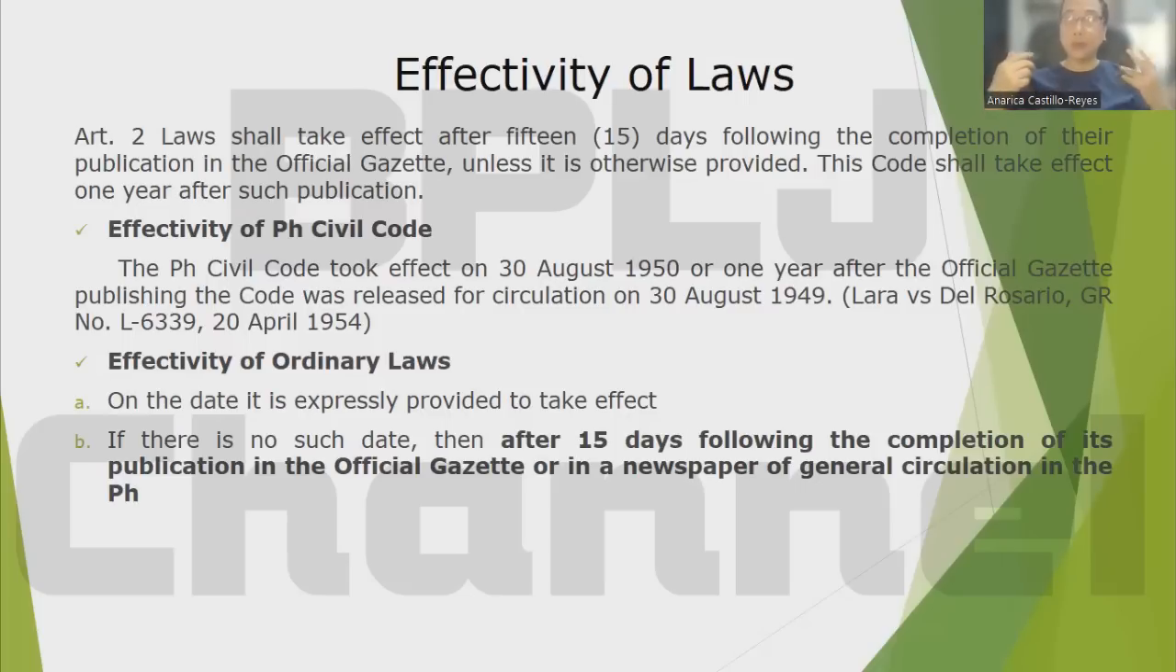Publication is an absolute requirement. But the date when it should become effective is dependent on the legislature, meaning Congress. If Congress says that it is effective upon completion of the publication, they can do so, or they can even provide for a shorter period, such as 10 days or 5 days, depending on their discretion.